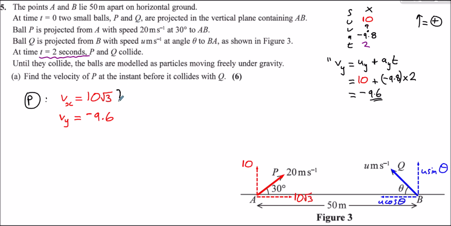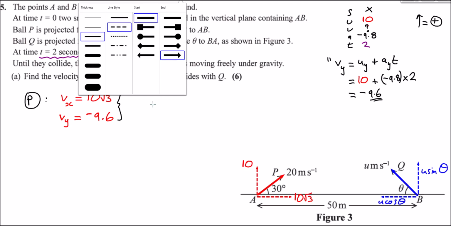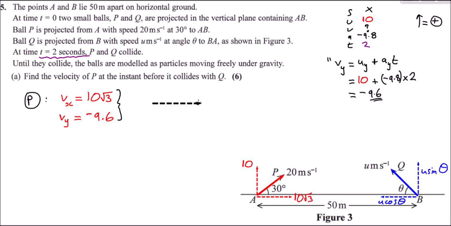If I piece these together for particle p, we can now imagine the direction of its velocity. It's going to have a component going this way horizontally, which is 10 root 3. And as well as that, the vertical component is minus 9.6. Because it's a minus, it means it's going down, essentially. The magnitude of the velocity is going to be the size of this hypotenuse here.